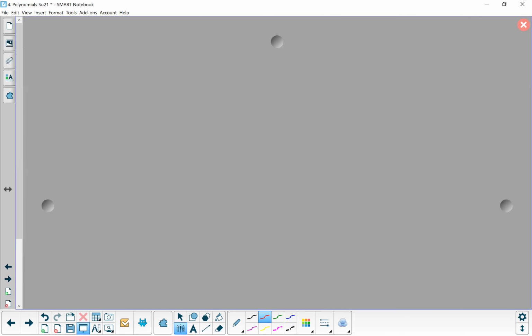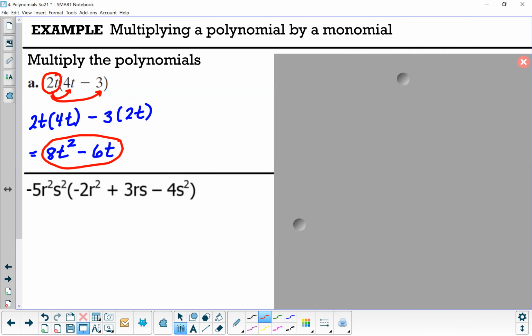All right, so why don't you all try one here? We'll do the one here at the bottom of the screen, the negative 5r squared s squared times, in parentheses, negative 2r squared plus 3rs minus 4s squared, close parentheses. So go ahead and pause the video, try this on your own, and then we'll do it together.